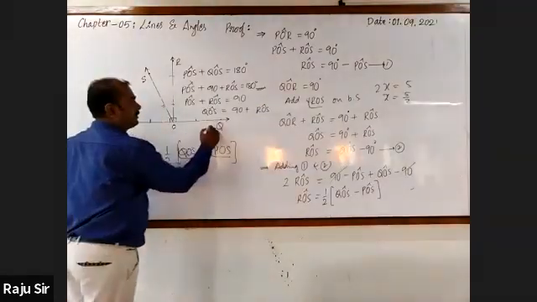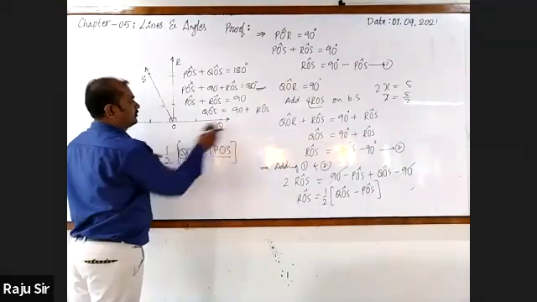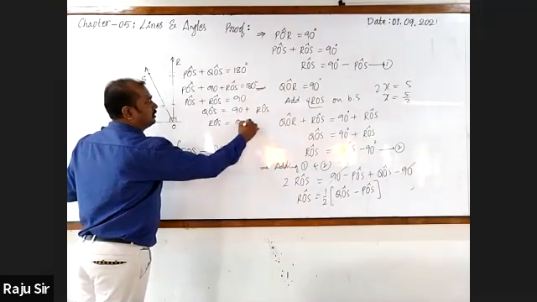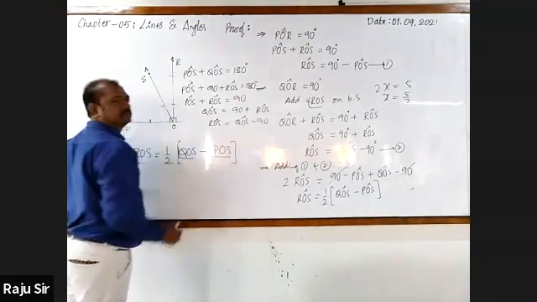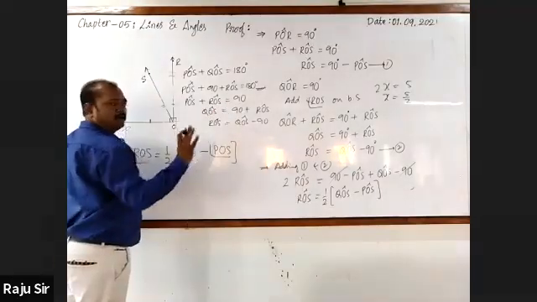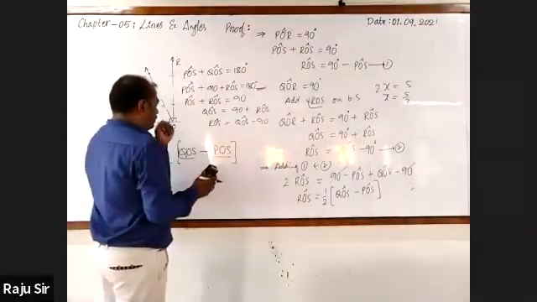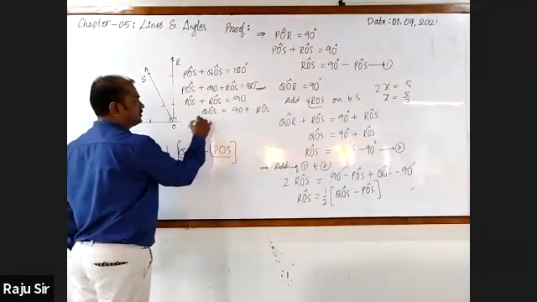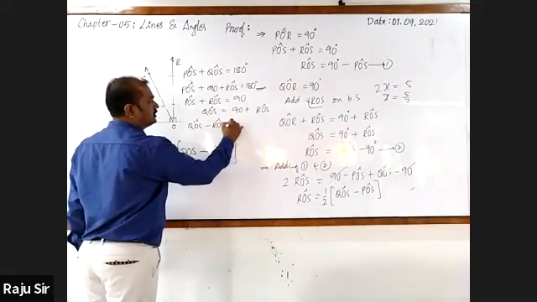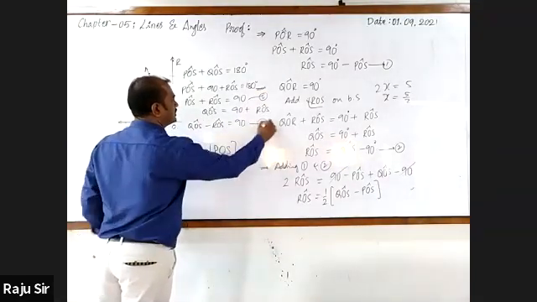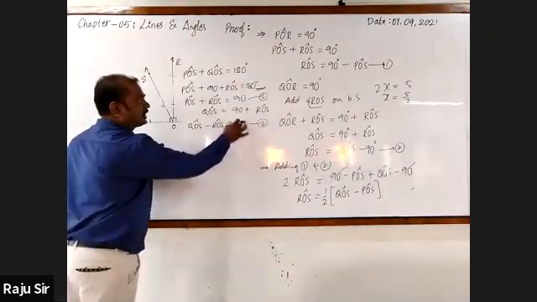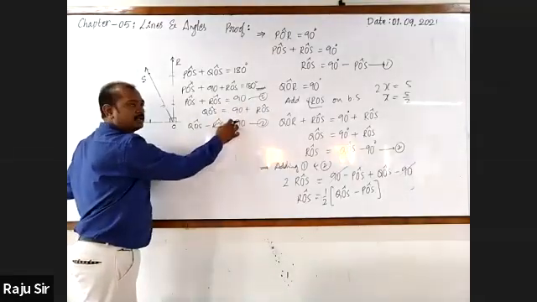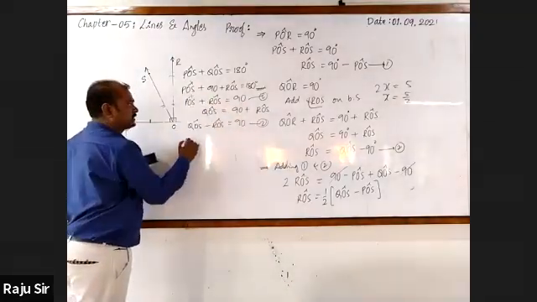Follow? Then here I'm writing ROS is equal to QOS minus 90. Following or not? You can also write QOS minus ROS is equal to 90. Call it 1, this as 2. Both are equal to 90 degrees. RHS part is equal.